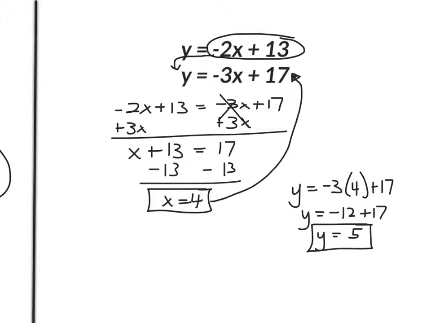So I have my two answers. My x value is 4, and my y value is 5. Okay, and this is my overall solution. That's where those two lines actually intersect.